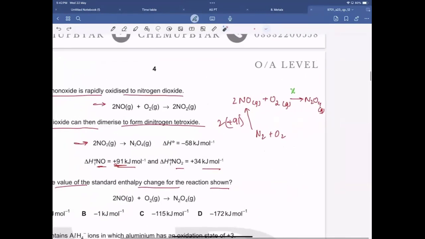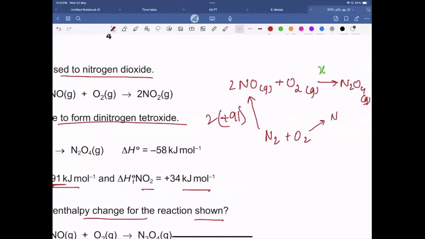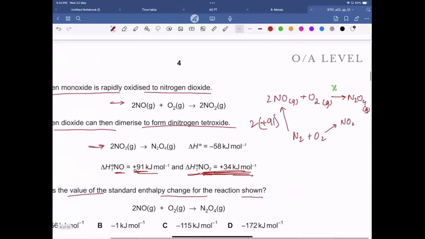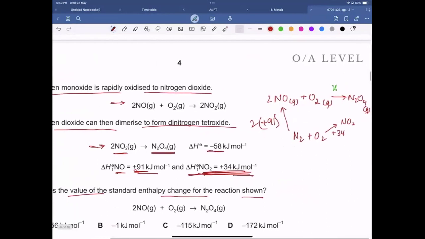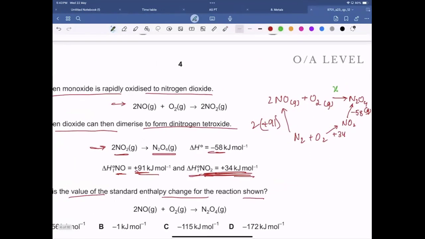Now another thing: these two elements join with each other to form NO2 as well, and for that they have given you positive 34. When this NO2 reacts to form N2O4, we get an energy change of minus 58. So the reaction is heading by two ways: one way ends up at N2O4, and the other goes this way.